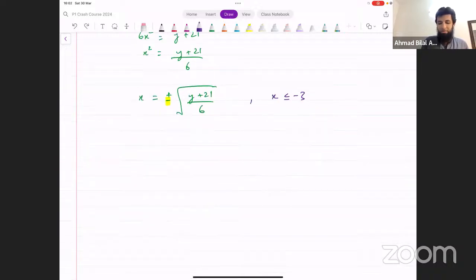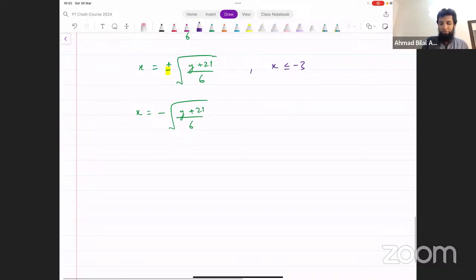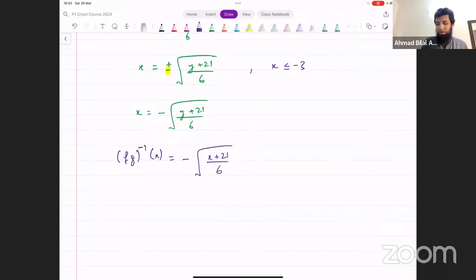So what does that tell us? That means x is supposed to be minus the square root of (y plus 21) over 6. This whole thing is inside the square root. And now we can write down the inverse function. We can say (fg) inverse of x is minus the square root of (x plus 21) divided by 6. That's the inverse function. All right.